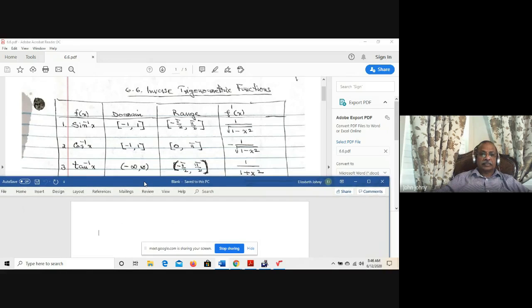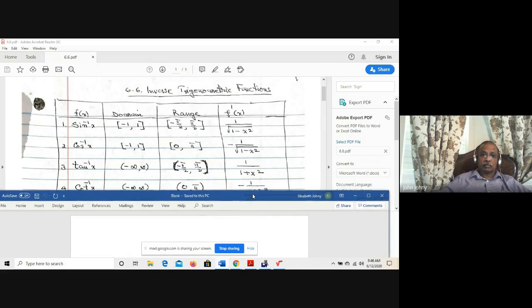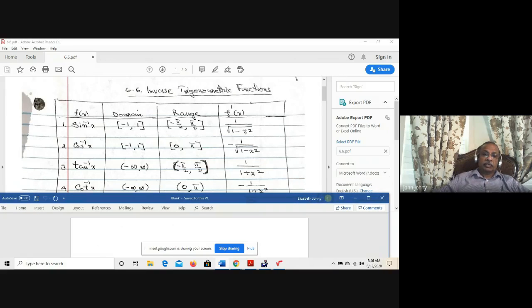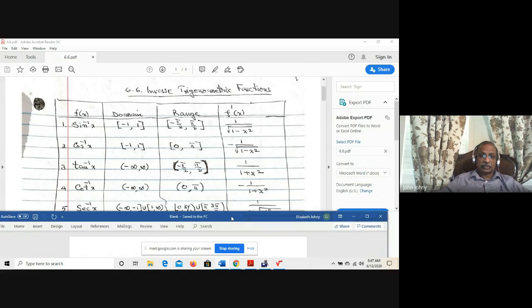Tan inverse x, its domain is negative infinity to infinity, and range is negative pi over 2 to pi over 2, excluding the boundaries. Whereas in the case of sine and cosine, the boundaries are included. Here it is parenthesis, not bracket. Derivative is 1 over 1 plus x square. Cot inverse x, negative infinity to infinity, 0 to pi, negative 1 over 1 plus x square.